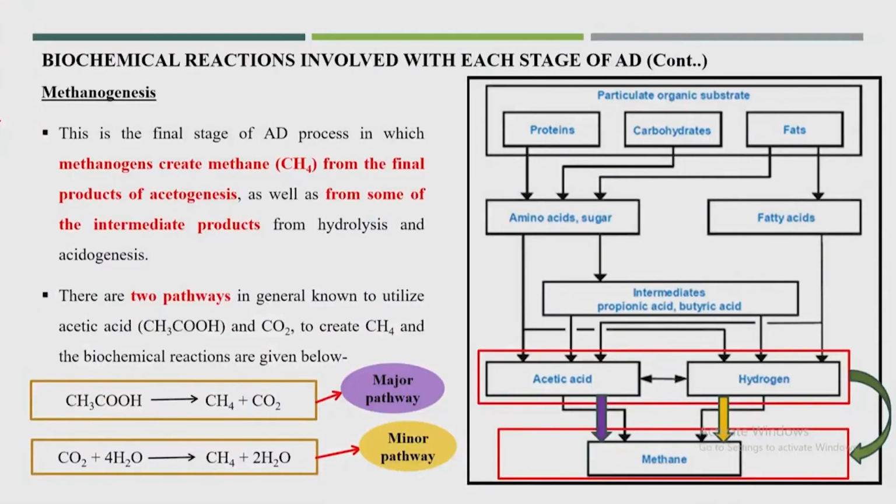And there is another way by which methane is produced, where carbon dioxide reacts with water, but I think we did not find much literature suggesting that this pathway is possible. The major pathway is the one where acetic acid is degraded and converted into methane and carbon dioxide.